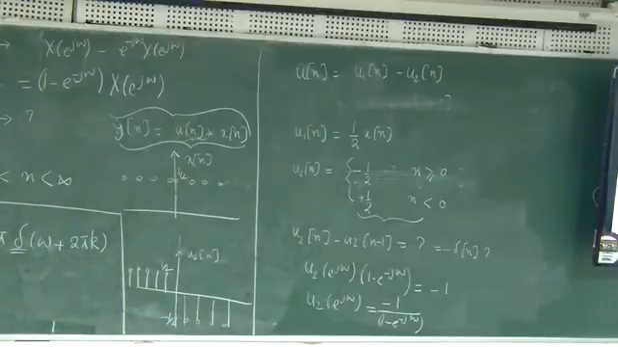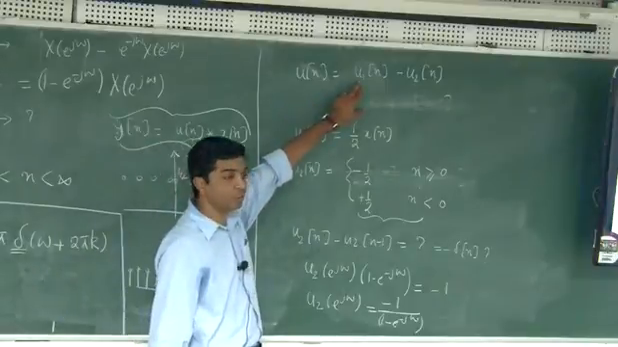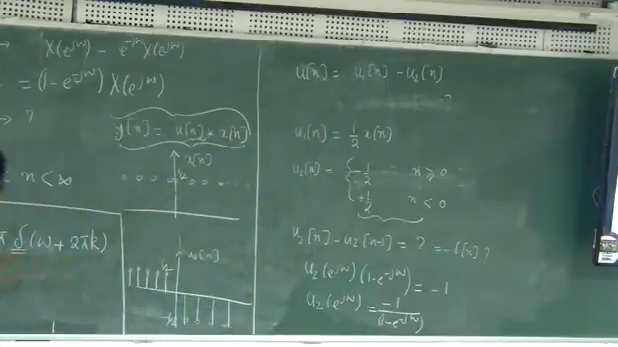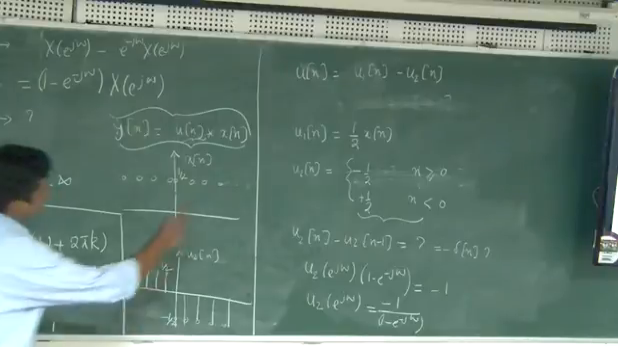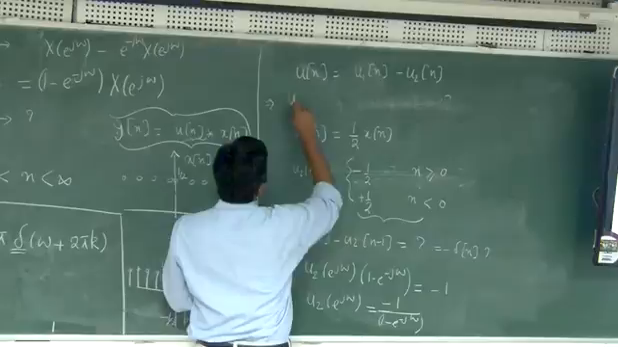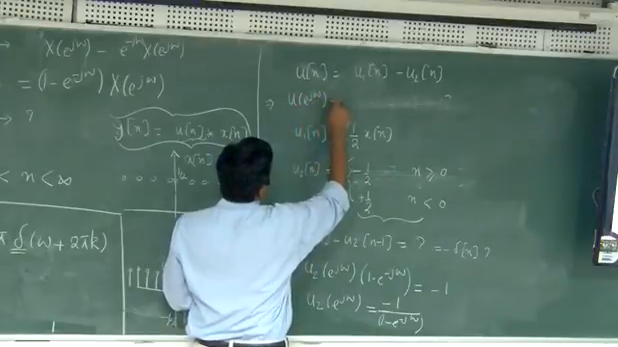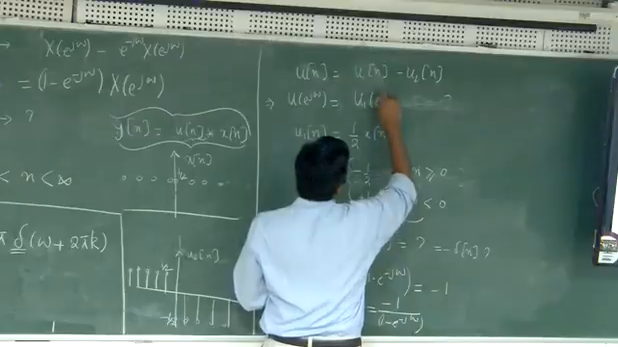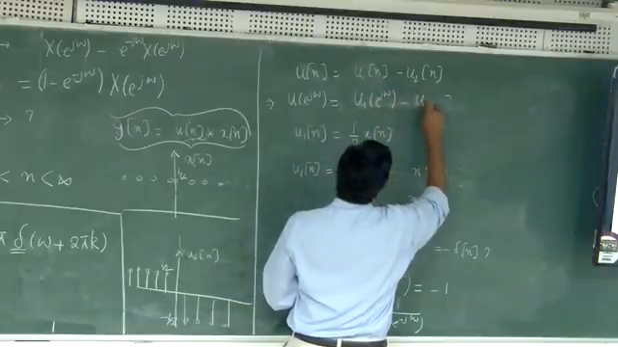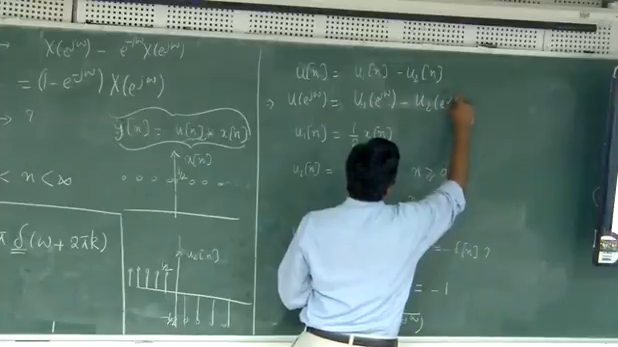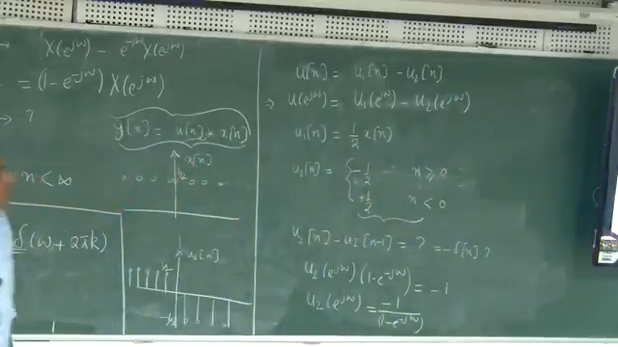Right? And do we know the Fourier transform of this u1 of n? By 2, right? This thing by 2. Everybody see that? So now this implies, correct? Because of the linearity of the DTFT.